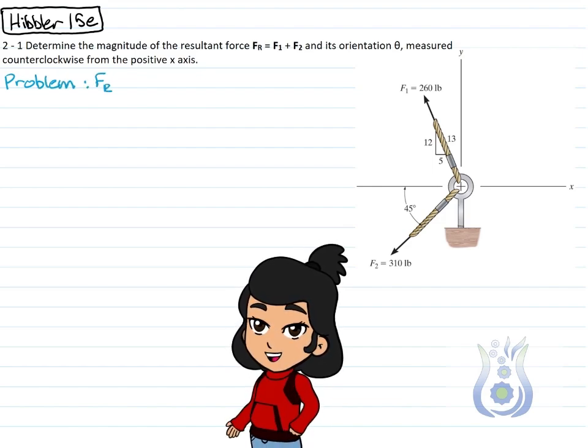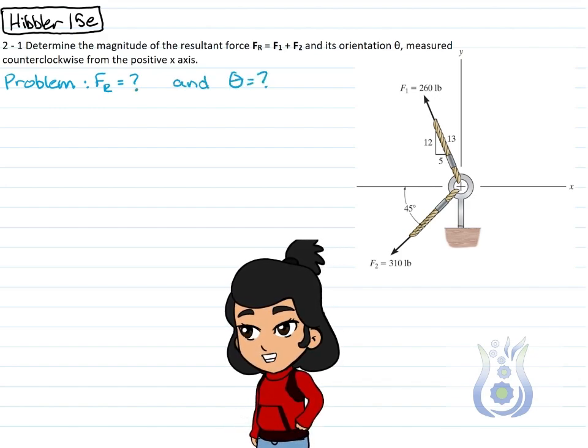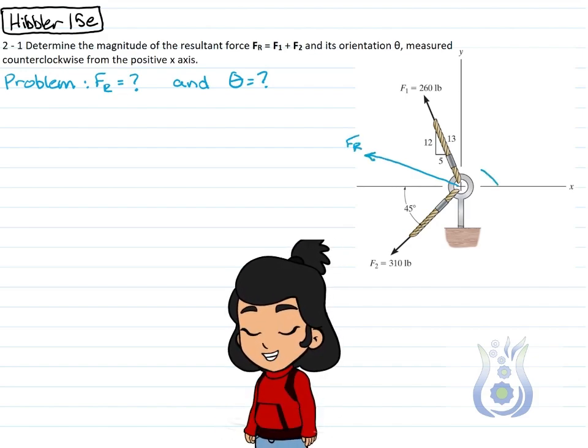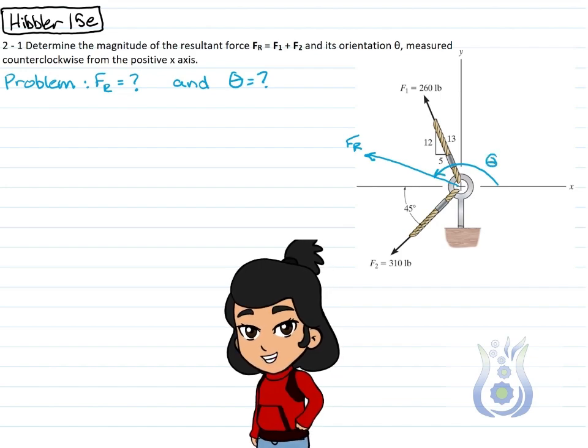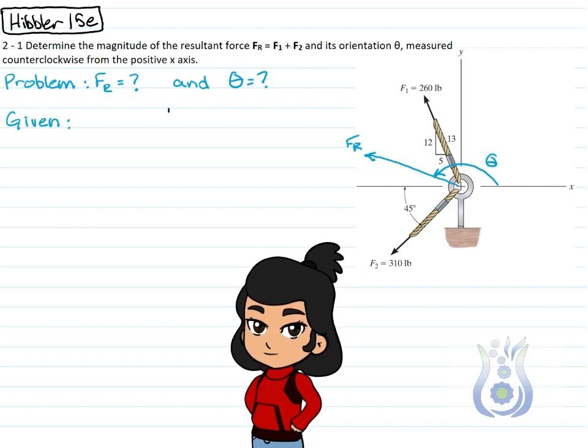The problem statement is to 1. Find the resultant force, and 2. Find the direction of the force theta when theta is measured from the positive x-axis to the line of action of the resulting force. We're given the system provided with two forces.